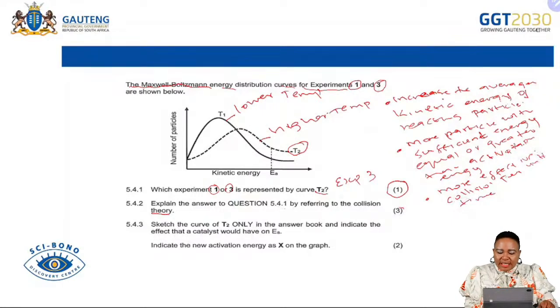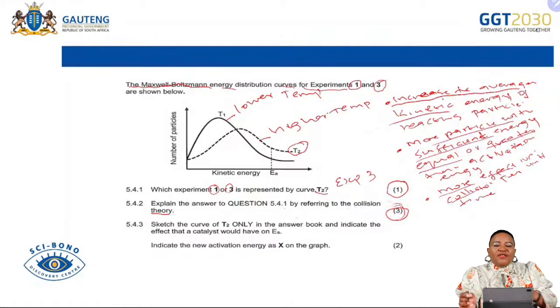Because it's 3 marks, definitely the examiner will expect you to write 3 facts about how an increase in temperature affects the rate of reaction. So the first thing is that it increases the average kinetic energy of the particles. There will be more particles with sufficient energy, which is equal to or greater than activation energy, and there will be more effective collisions per unit time. So the explanations that we have given definitely qualify for 3 marks.